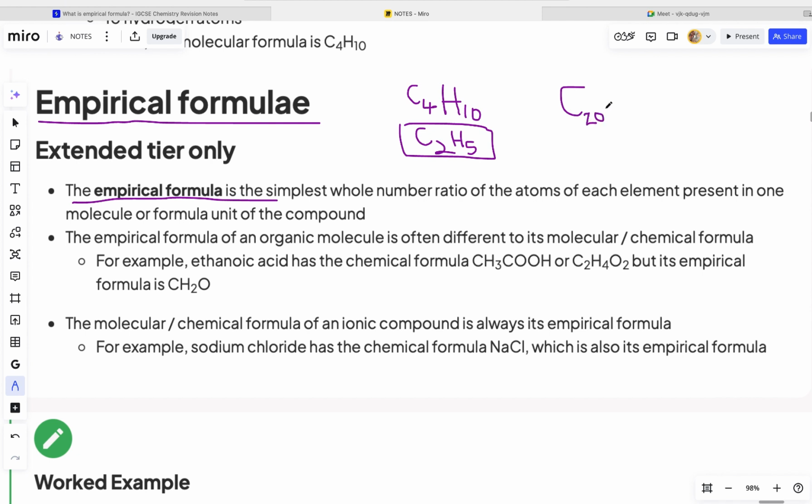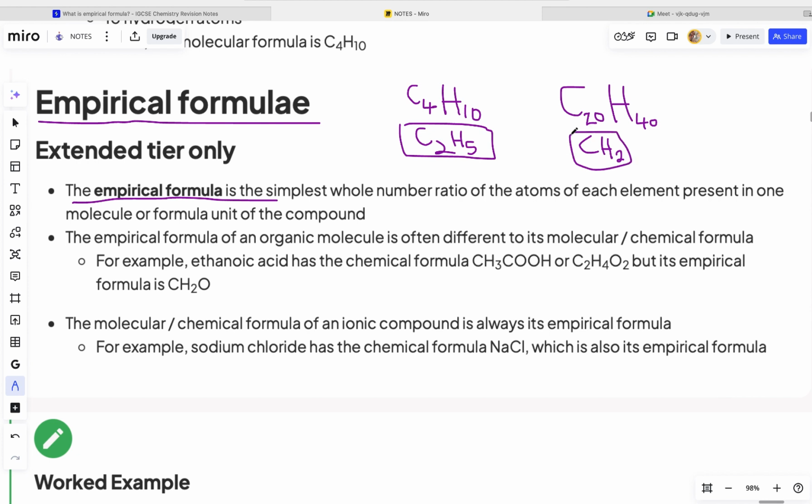Even if we give you, let's say, C20H40. If we give you something like this, they say, okay, this is a molecular formula, determine the empirical formula. Empirical formula is to reduce this to the lowest term. So these two numbers can divide themselves. 20 divided by 20, I get 1. That means I have C1. 40 divided by 20, I have 2. So the simplest whole number ratio will be CH2. And this CH2 is the empirical formula.